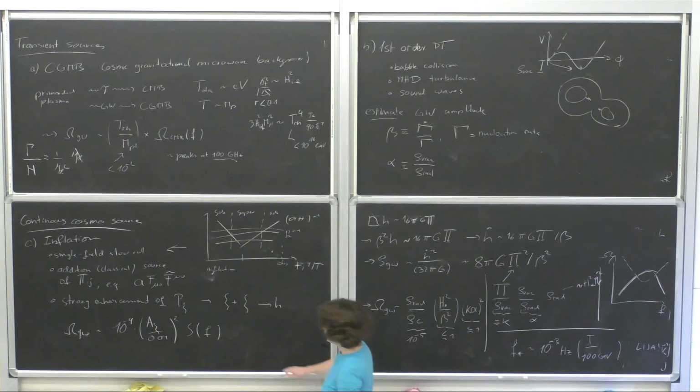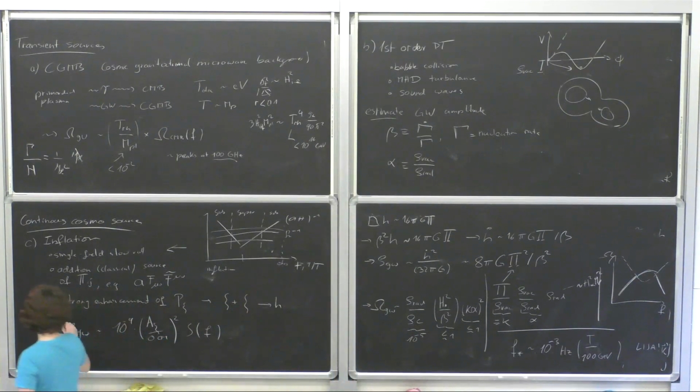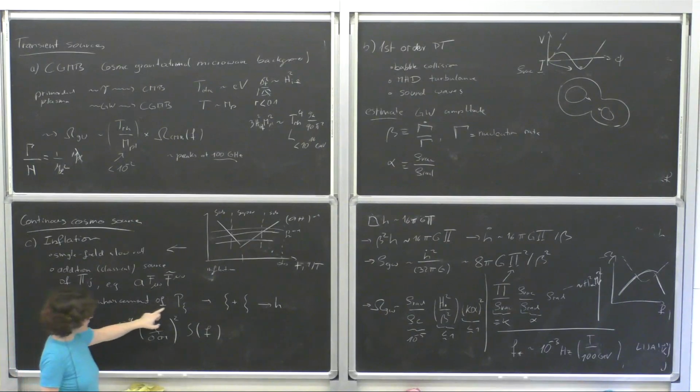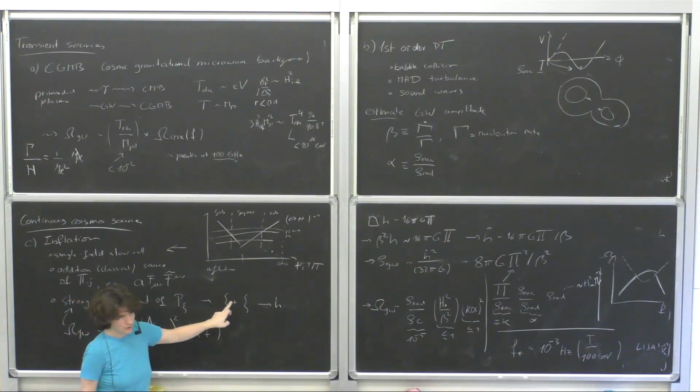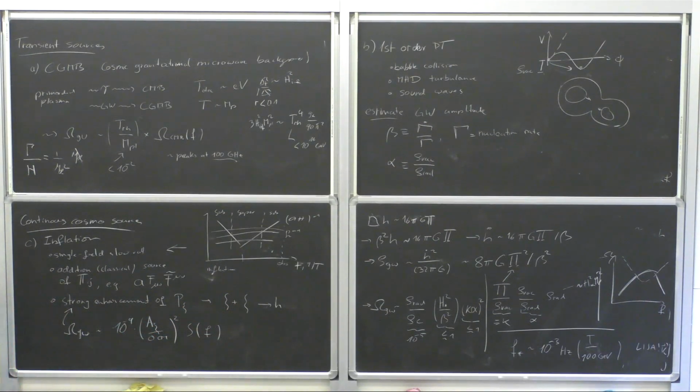This is the gravitational wave spectrum for this scenario. So the gravitational wave spectrum that I get if I enhance my scalar power spectrum to the point that I start producing gravitational waves from scalar perturbations.